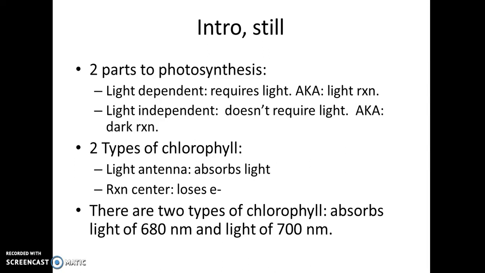There are two types of chlorophyll: the light antenna, which absorbs sunlight, and the reaction center, which loses electrons. So there are two chlorophylls. There's one set that absorbs a light wavelength of 680 nanometers, and another which absorbs a light wavelength of 700 nanometers, slightly different colors.